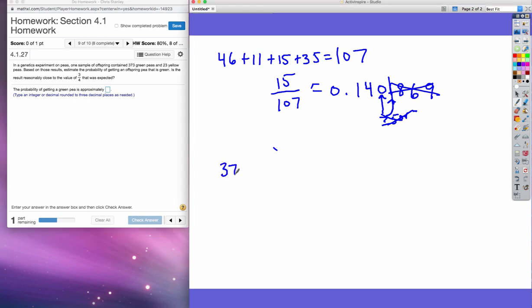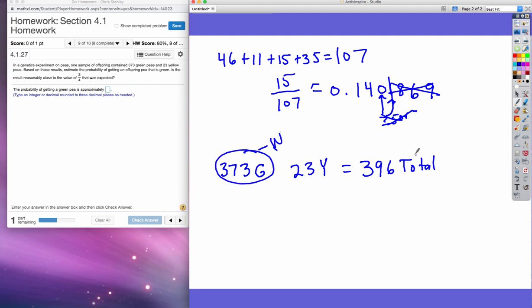There was 373 green, and there were 23 yellow. So what I'm going to do is add those two numbers up real quick and get the total. 396 total. Let's see what they want to do. They want the probability of a green, so this is your numerator, and that's your denominator, because you're picking from the 396, and there's 373 to pick from.